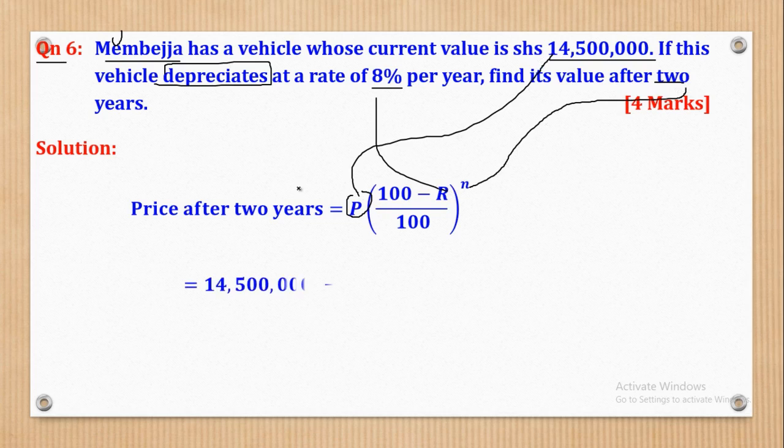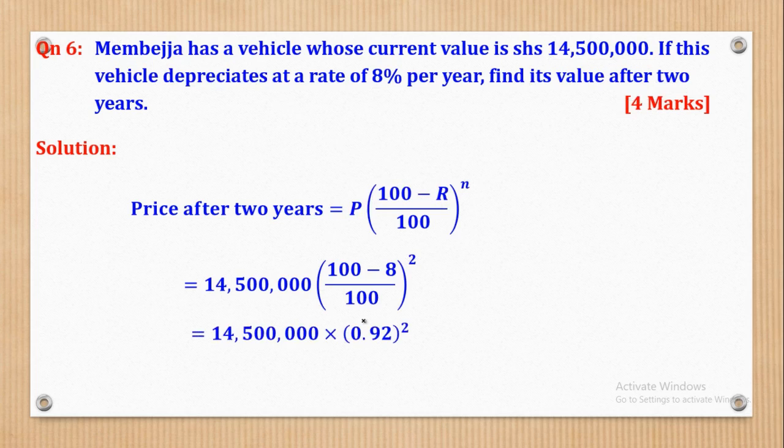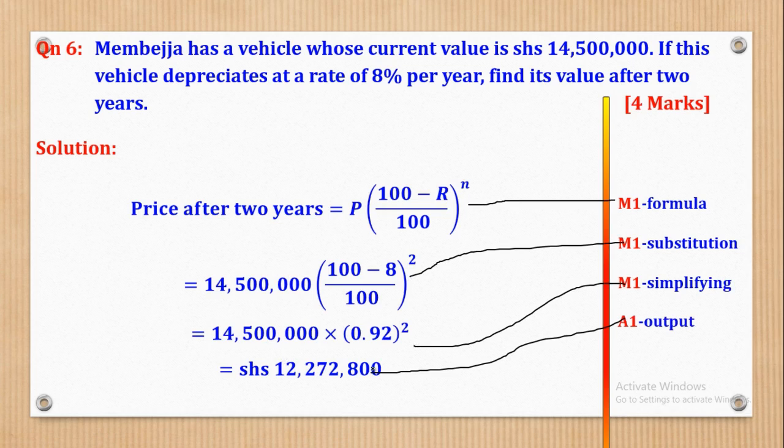So we are going to substitute those values. Note that this is minus because it is depreciation. If it was appreciation, it would have been plus. So substitute for P, substitute for R, and substitute for N. Next is to simplify what is in the bracket to come up with this. So the whole of this is 0.92. Then when I use a calculator, I come up with 12,272,800 shillings. So basically that's what they wanted, and now let's see how much can be awarded. So M1 for quoting the formula, M1 for substituting into the formula, M1 for simplifying, and A1 for output.